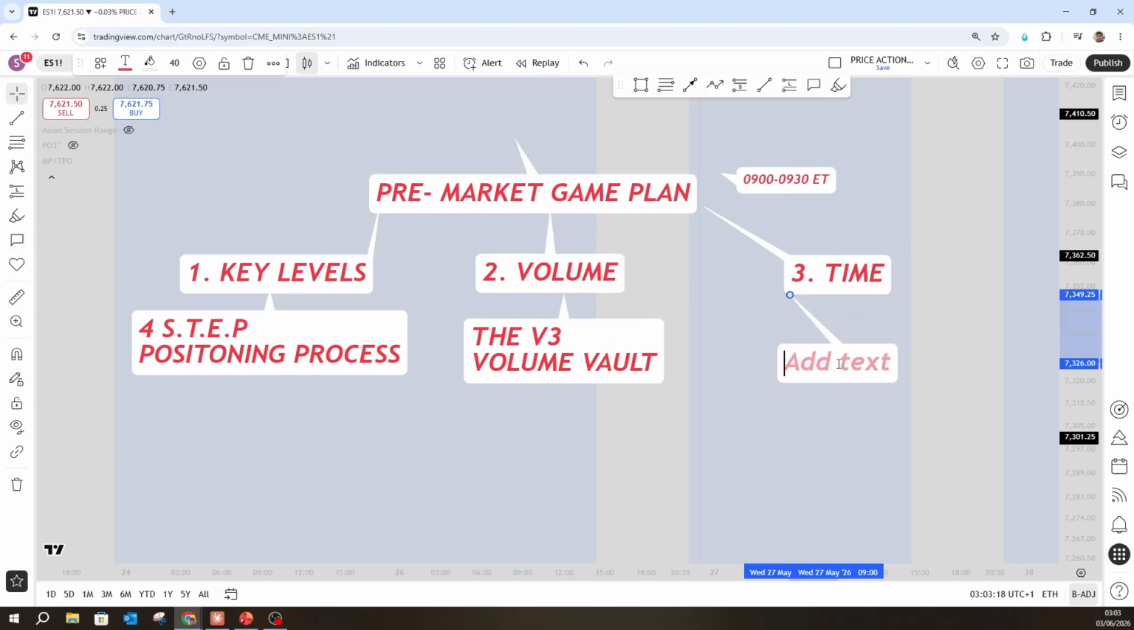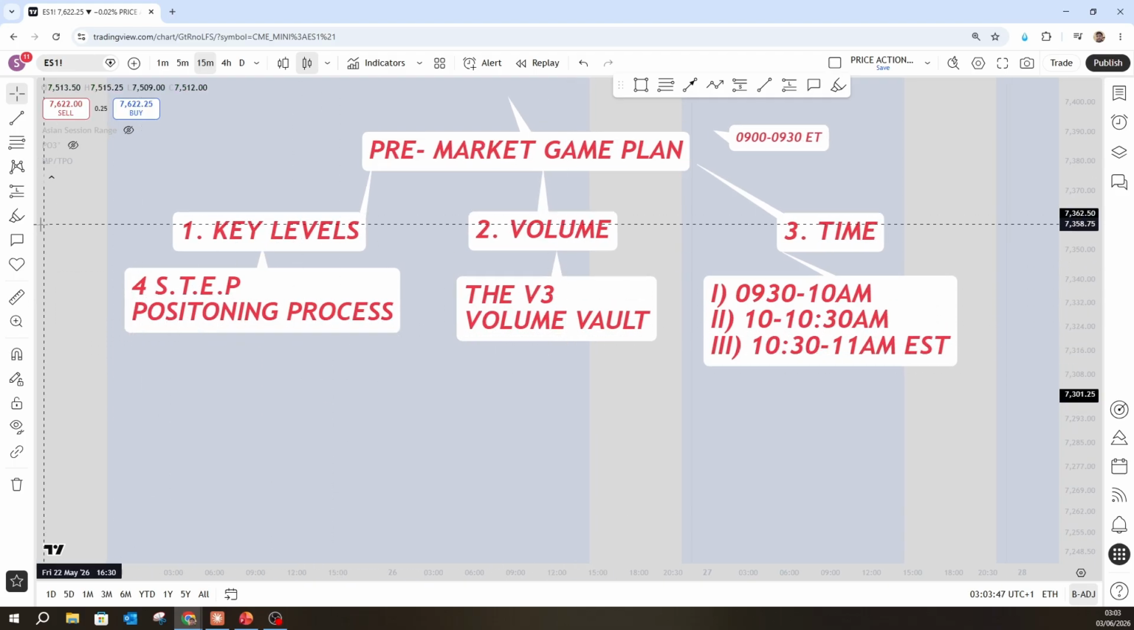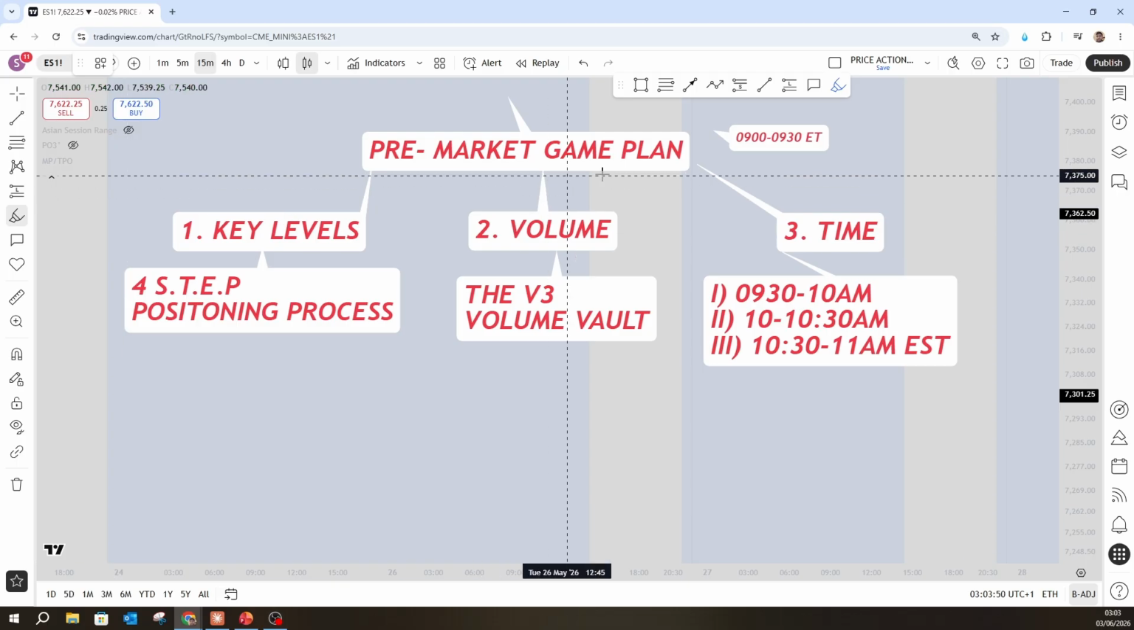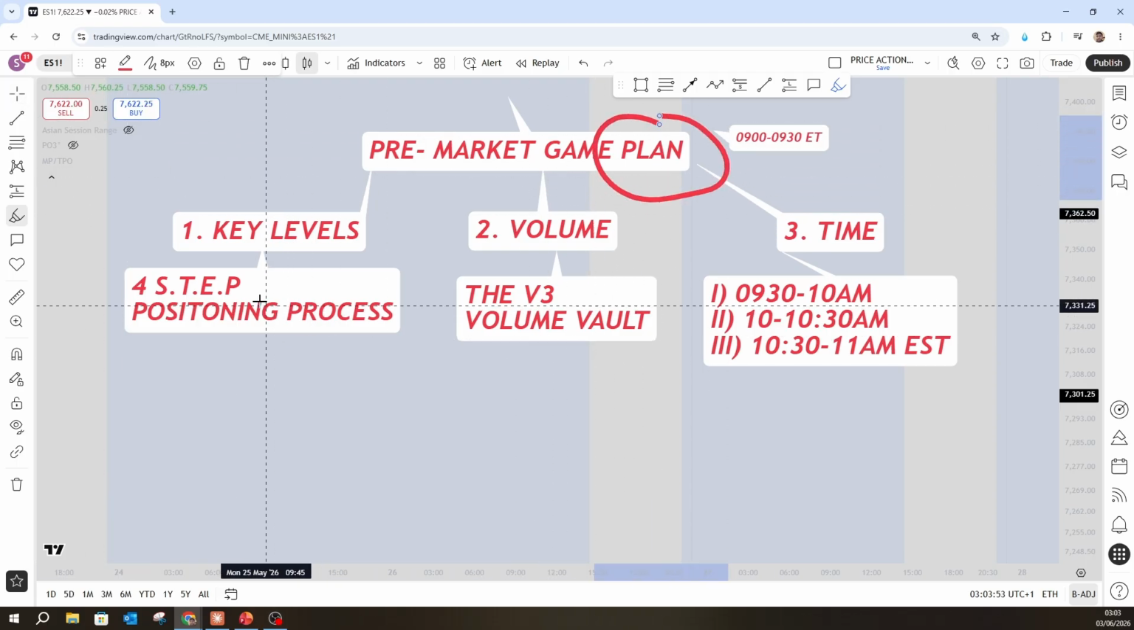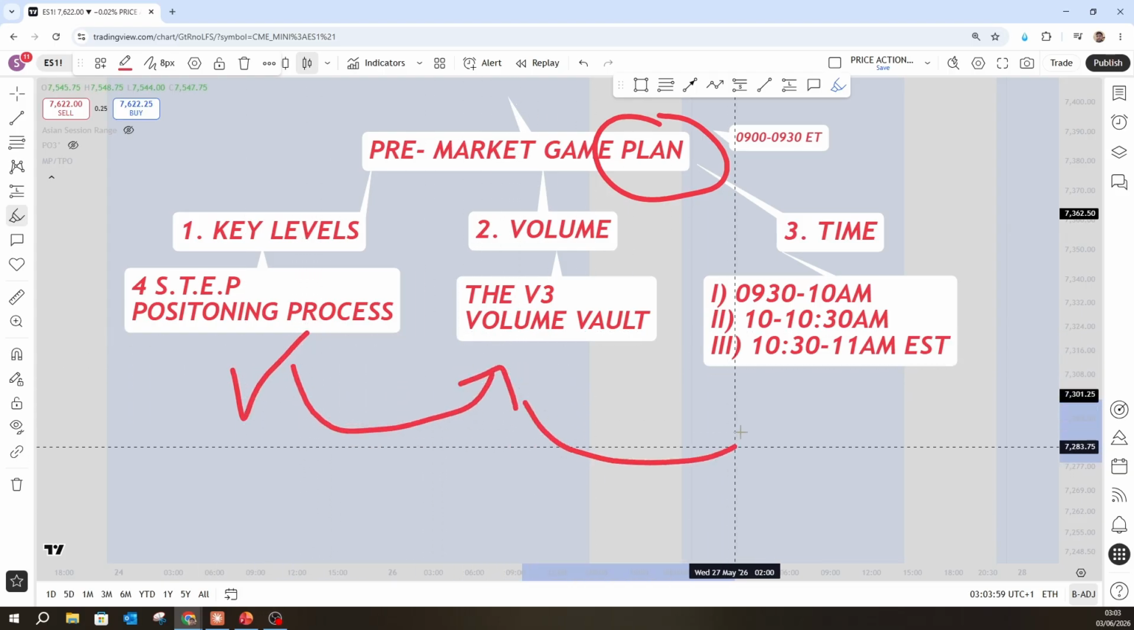And what we want to do is split each session up into 3 individual chunks of 30 minutes. So what does that mean? The first chunk is going to be 9:30 to 10. Then the second chunk is going to be 10 to 10:30 a.m. Eastern. Then the third chunk is going to be from 10:30 to 11 a.m. Eastern. So these are the 3 things you do to find a pre-market game plan. If you're wondering how these 3 things connect, once you have a key level, you then want to pair that key level with volume and time.